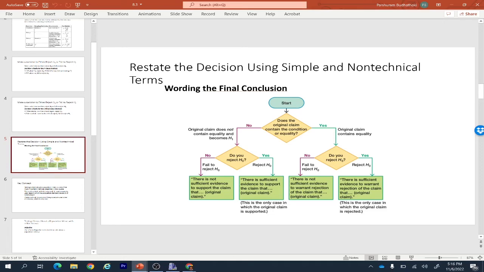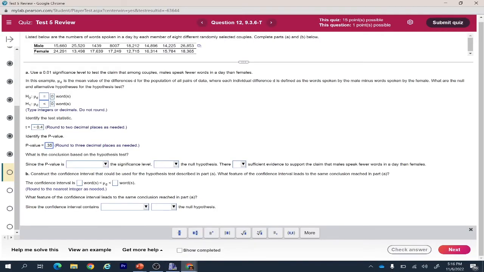So this is our conclusion. There is not sufficient evidence. Since the p value is greater than the significance level, we fail to reject the null hypothesis. There is not sufficient evidence to support the claim. Okay, so that's our conclusion.